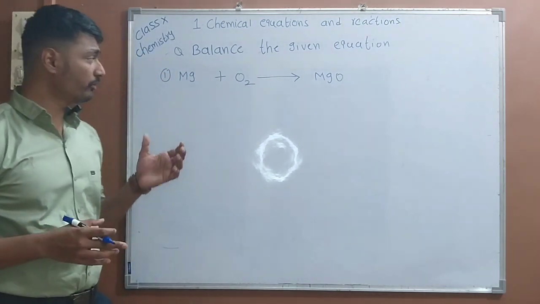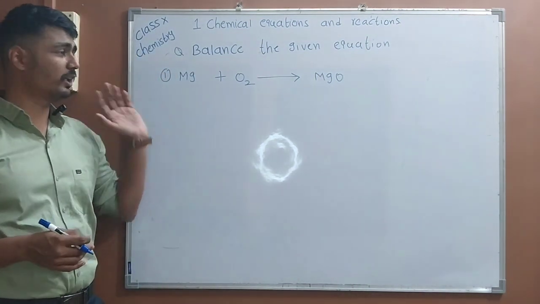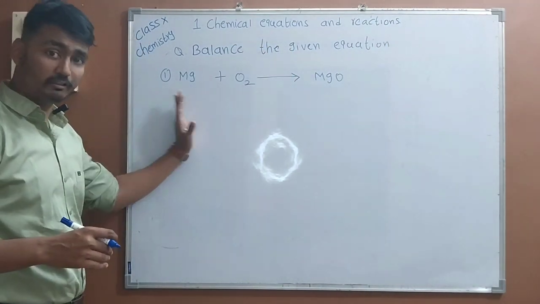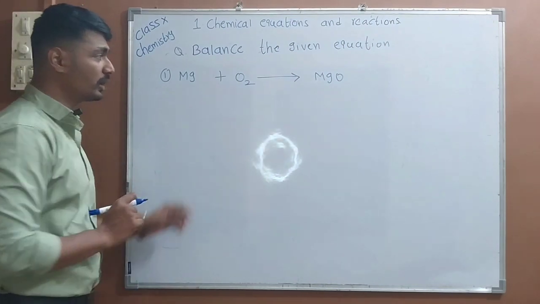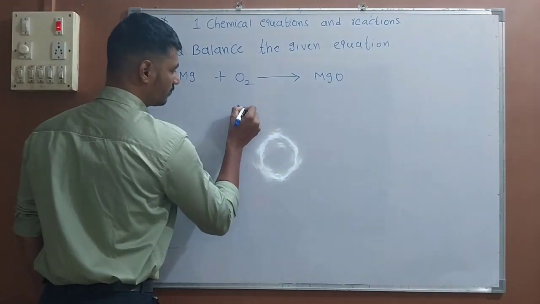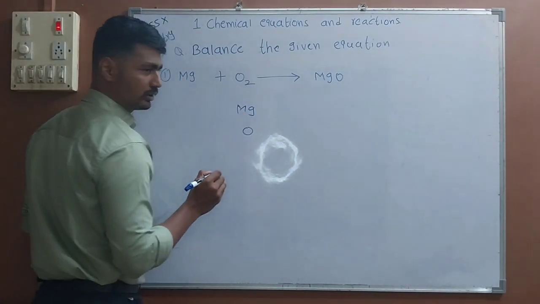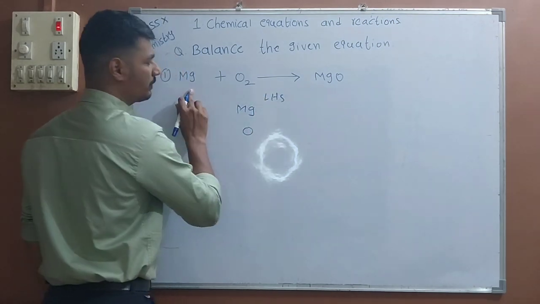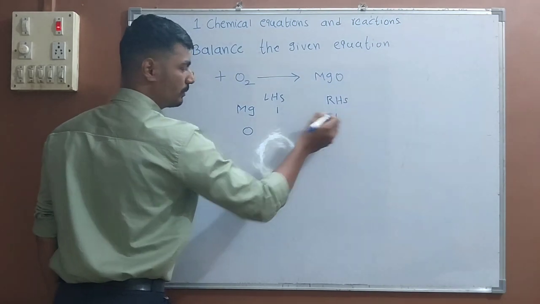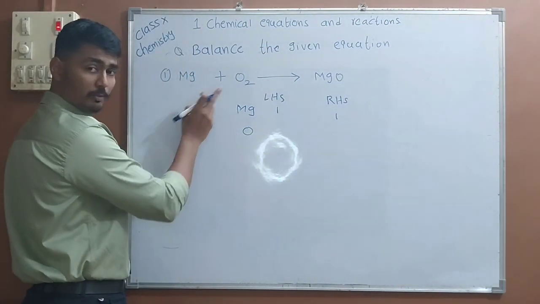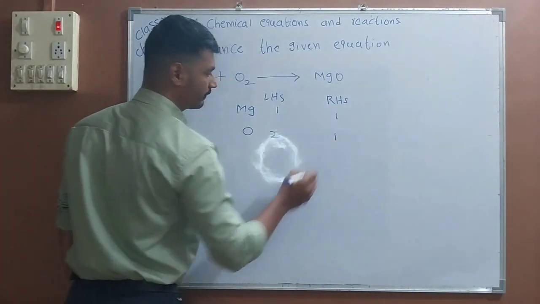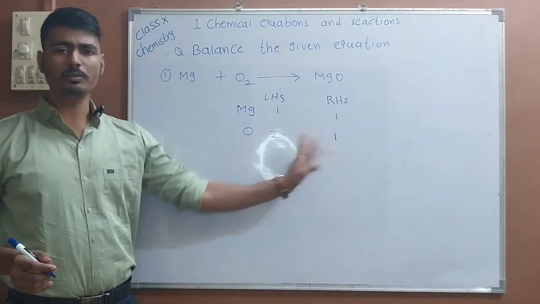So this is a symbolic way of representing the chemical equation. Now we are going to balance it. Let's count each and every atom on the left hand side and on the right hand side. First of all, tell me which types of elements are present. Yes, two types, magnesium and oxygen. So here I am writing magnesium and oxygen. On the left hand side, how many magnesium atoms are present? One. On the right hand side, one magnesium atom is present. On the left hand side, how many oxygen atoms are present? Two. And on the right hand side? One. So here we need to balance this equation.